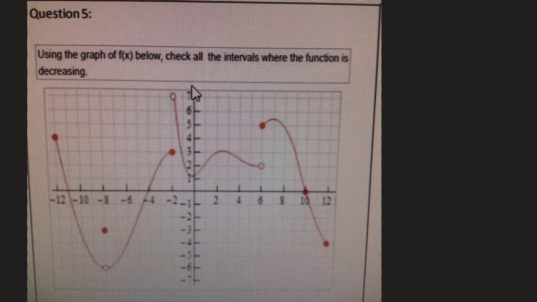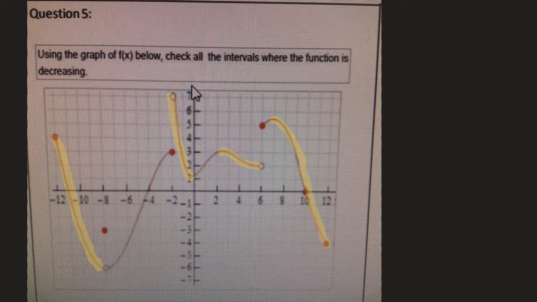Question 5, we want to check where the function is decreasing. So first of all, remember, decreasing means your graph must be going down from left to right. So I'm going to highlight these sections on the graph. Here's my first one. Here's another one. Here's another one. And finally from up here down all the way there.